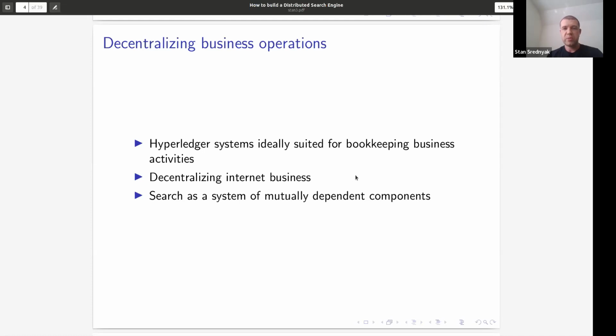I will explain in this talk how we can leverage hyperledger technology to back the search business by a system of ledgers and blockchains, to make it trustless and transparent and profitable for the participants.